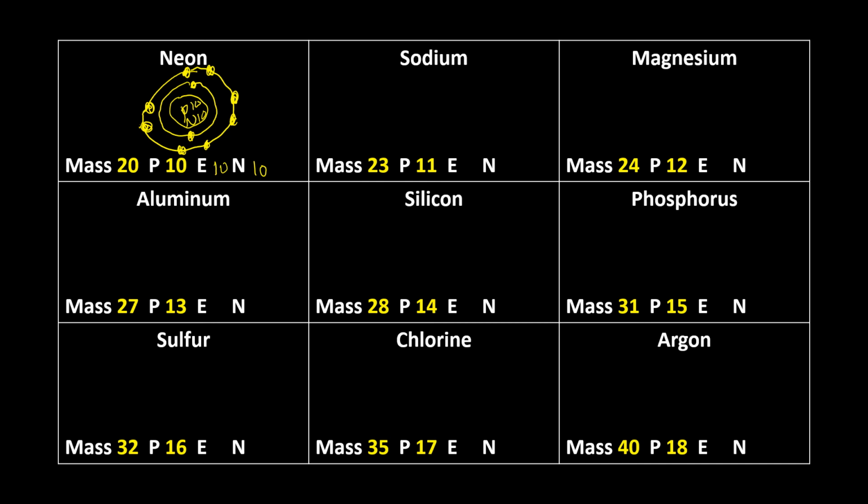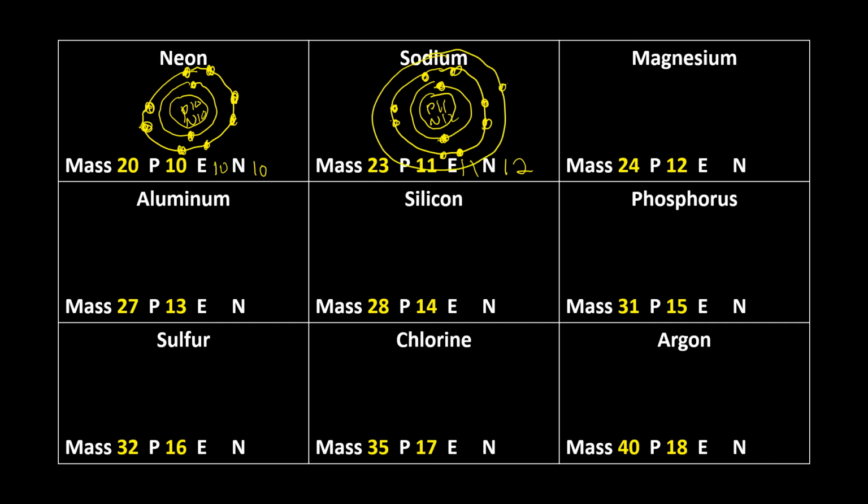So if I look at sodium, I need to have 11 electrons, and 23 minus 11 is going to give me 12 neutrons. So now I'm going to have P11 and 12. My first energy level is going to have 2 electrons. My second energy level is going to have 1, 2, 3, 4, 5, 6, 7, 8. But I still need one more, so I'm going to add a third energy level and put that last dot on there.